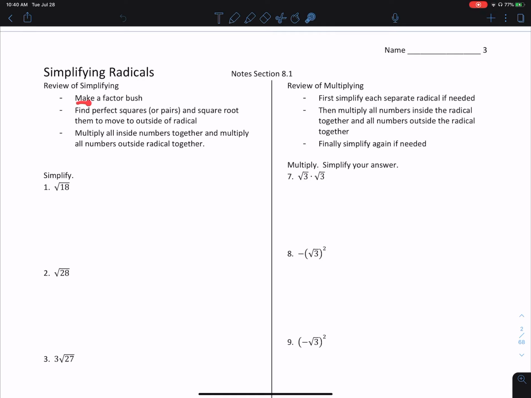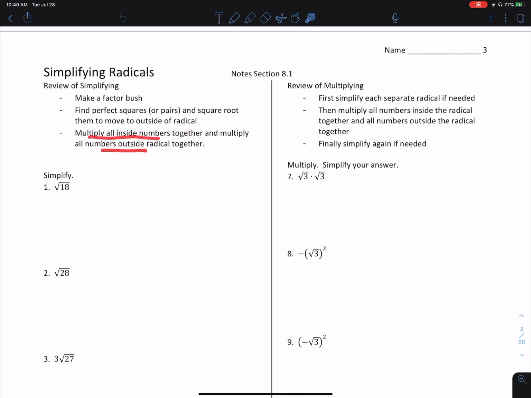So here are some guidelines, which are not rules. This is one method that you could do this. You could make a factor bush, and then find perfect squares or pairs and square root them to move them outside the radical. We're going to go through this. Multiply all inside numbers together and multiply all outside numbers together. So I'm going to actually do this a little bit differently than what I just said there.